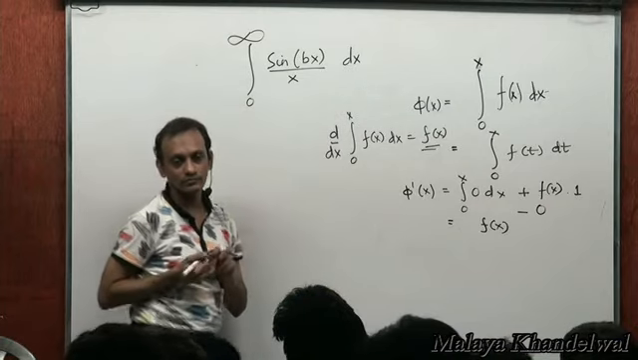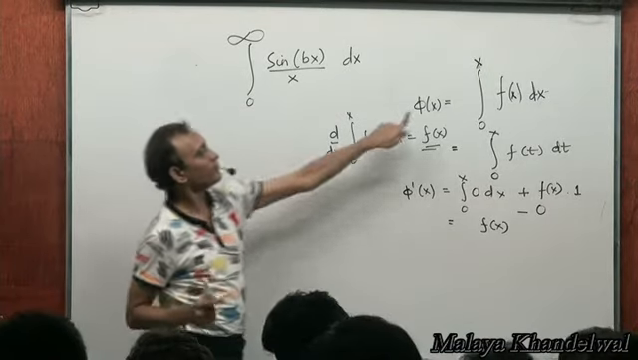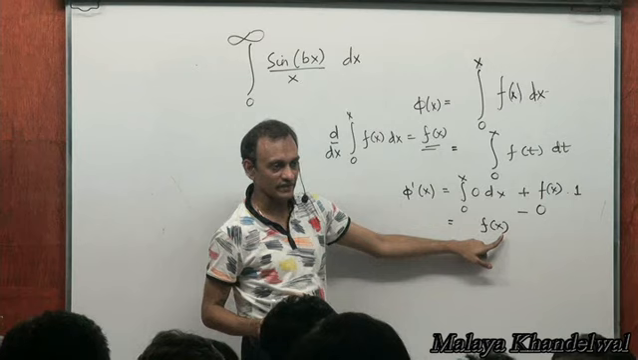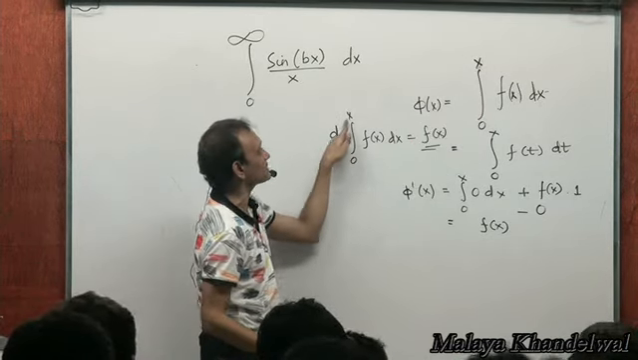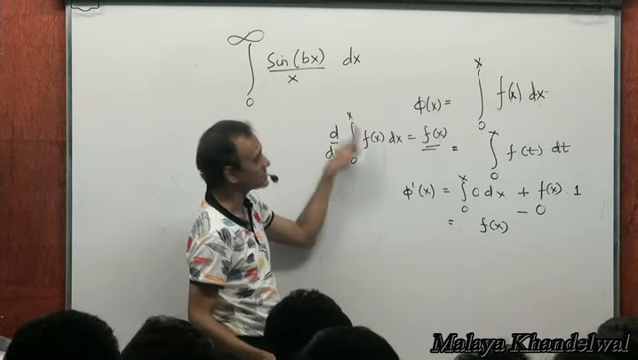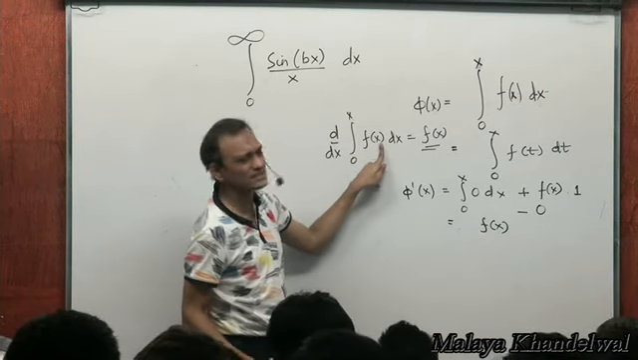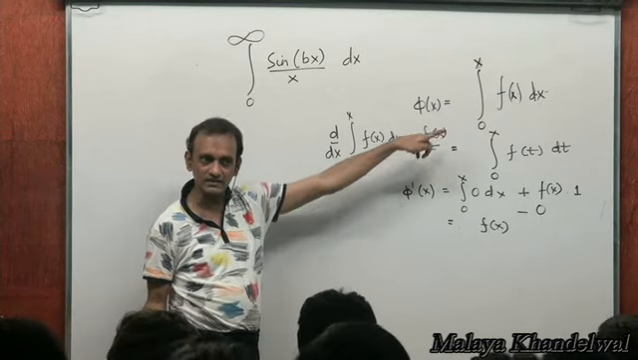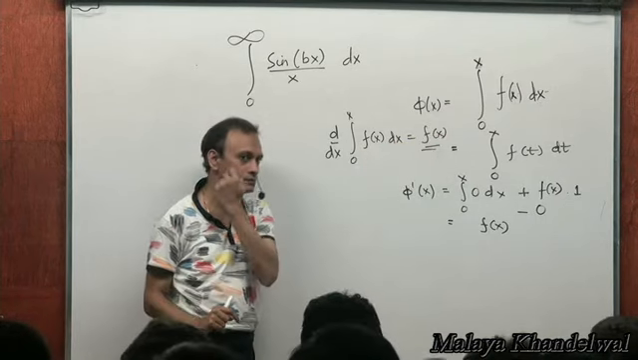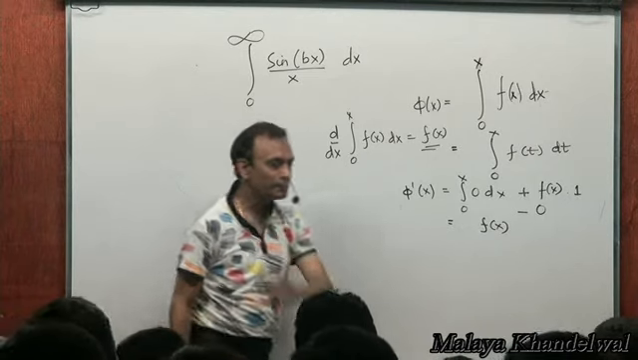We'll use this often. Phi dashed x we got as f(x). So that means d/dx of this integral from 0 to x is f(x). Which x? This x, not this x. This is temporary. This is otherwise meaningless. This x is f(x). Clear? Right?